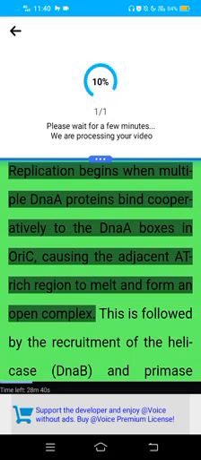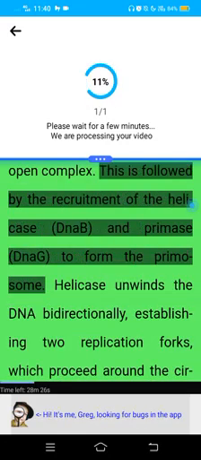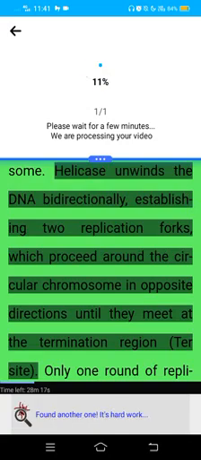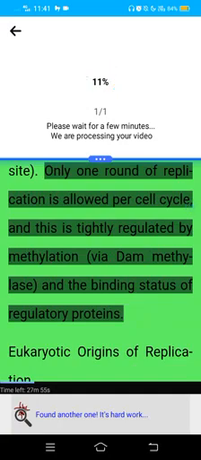Replication begins when multiple DnaA proteins bind cooperatively to the DnaA boxes in OriC, causing the adjacent AT-rich region to melt and form an open complex. This is followed by the recruitment of the helicase DnaB and primase DnaG to form the replisome. Helicase unwinds the DNA bidirectionally, establishing two replication forks, which proceed around the circular chromosome in opposite directions until they meet at the termination region, the Ter site. Only one round of replication is allowed per cell cycle, and this is tightly regulated by methylation via Dam methylase and the binding status of regulatory proteins.